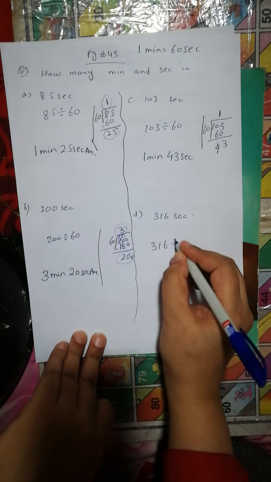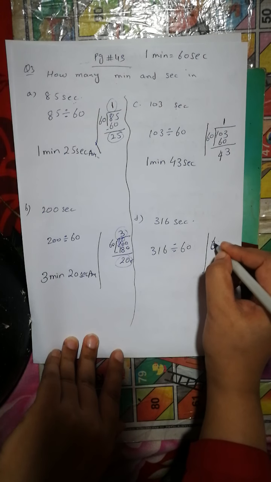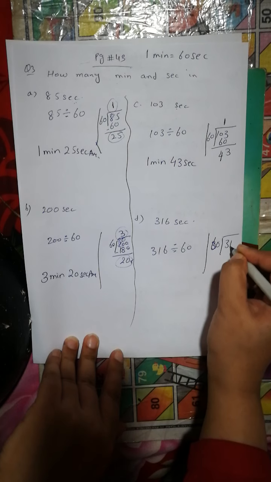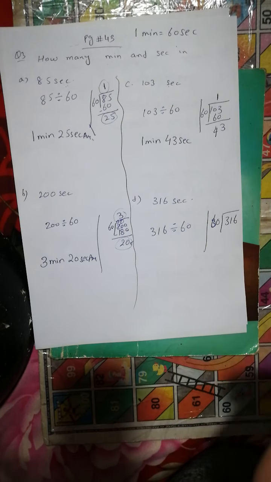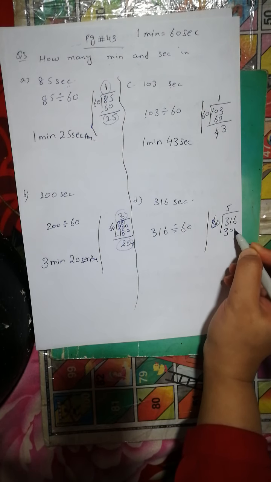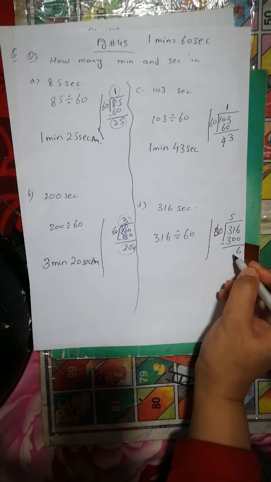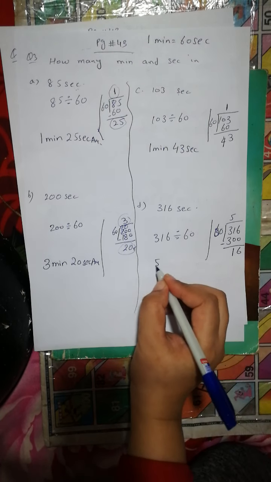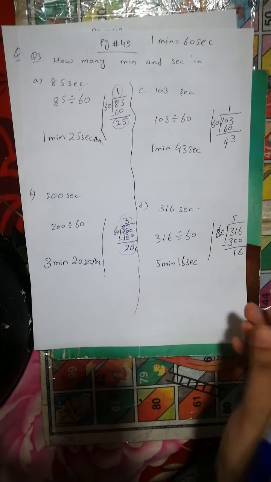Last part divided by 60. So 316 divided by 60. Read the table of 6. 6 5's the 30. It means 60 5's the 300. 6 minus 0, 6, 1. So it means 5 minute and 16 second.